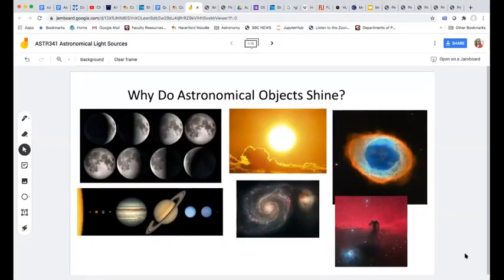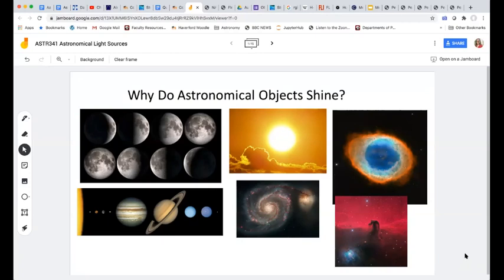Okay, so why do astronomical objects shine? I put a few examples of astronomical objects on this slide. I guess I've used kind of Astro 101 type language here. What I mean is, why do they create light? Why can we see them? And so there's sort of three categories here of light creation that I'm illustrating.